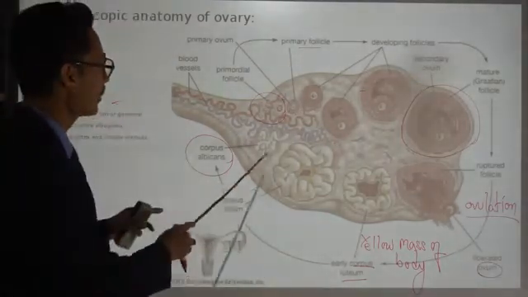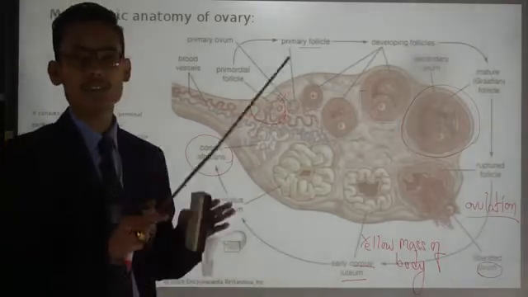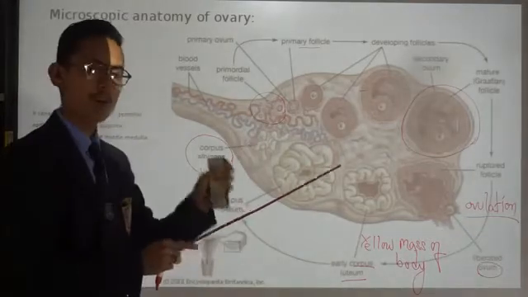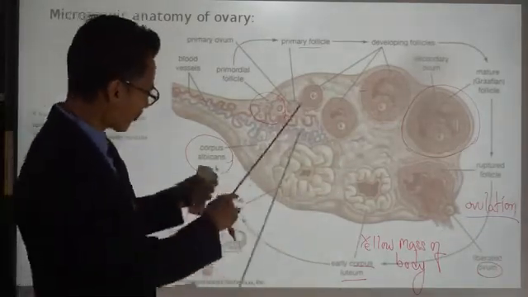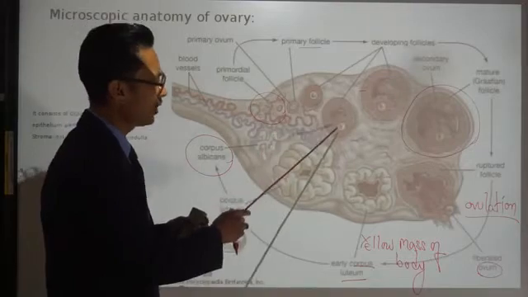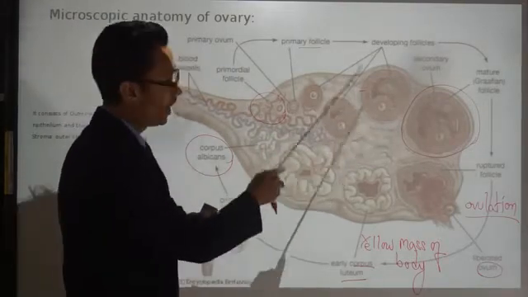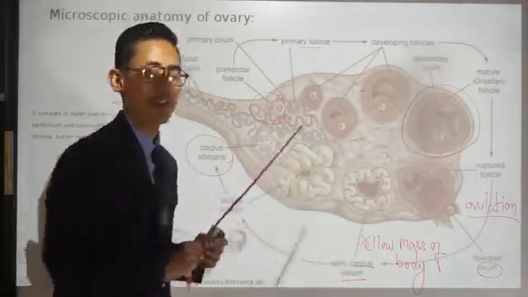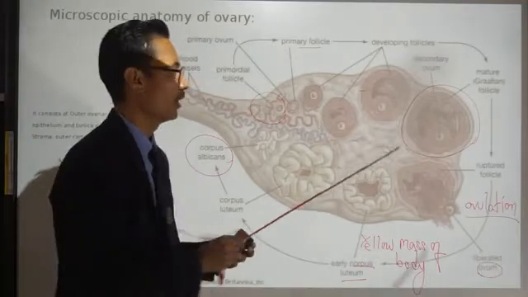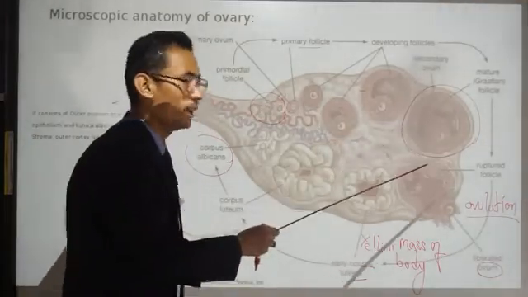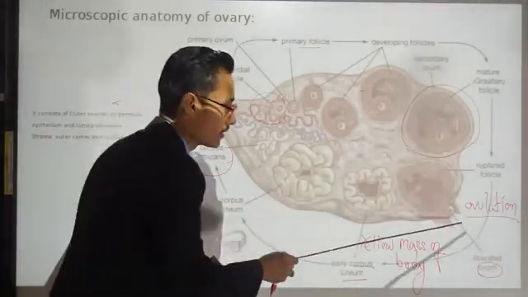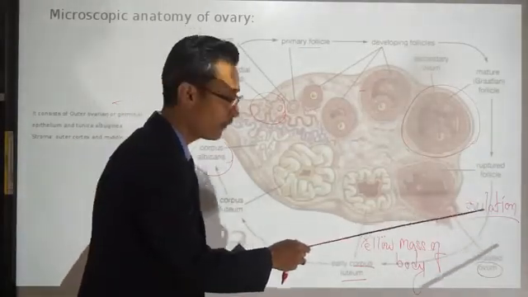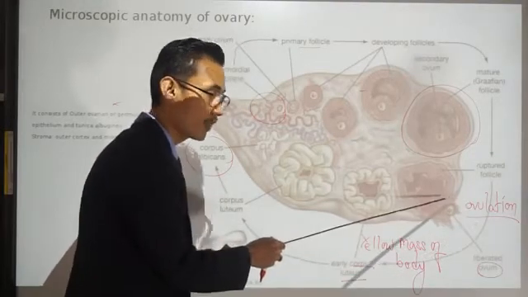Clear? So the medulla contains the follicles at different stages of development. Alright? So one of the primordial follicles will develop to form a primary follicle, primary to secondary, secondary to tertiary follicle, and finally the tertiary follicle will develop to form the mature Graafian follicle. Clear? Now after the formation of the Graafian follicle, it will rupture and it will lead to ovulation. And what is ovulation? It is the release of the mature ovum from the Graafian follicle.